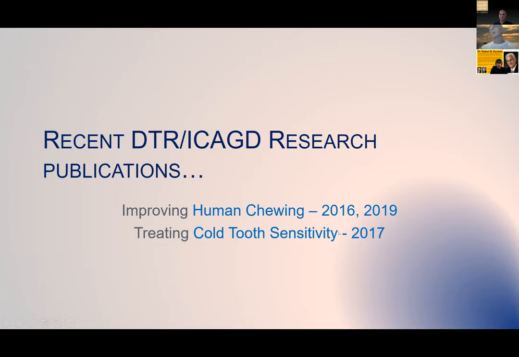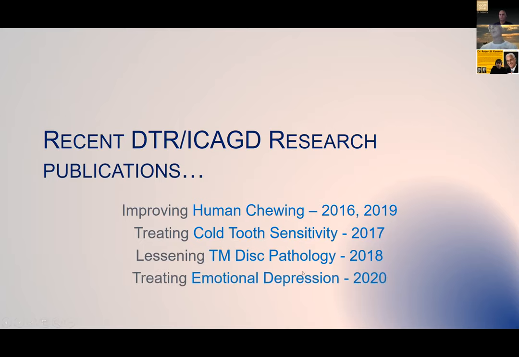It also treats cold sensitivity without medicaments and without bonding the roots. It also lessens TM disc pathology because it relaxes the lateral pterygoid. With this, you can drop the Piper level 2 levels. That's what the study showed. If you're a Piper 3, when you're done with DTR, you'll probably be a Piper 1. And this is one of the most important ones, that we've been able to treat emotional depression using depression scales.